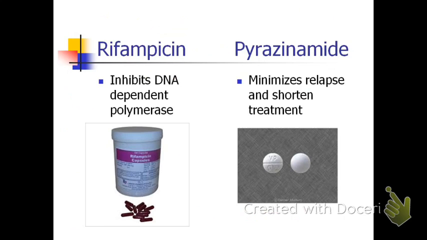Okay, so what would be the action of these antibiotics? Rifampicin would inhibit DNA-dependent polymerase. And if you inhibit this, then the organisms will no longer be able to produce the nucleic acid necessary for them to multiply. Pyrazinamide would minimize relapse and shorten the treatment. So you prevent reactivation.